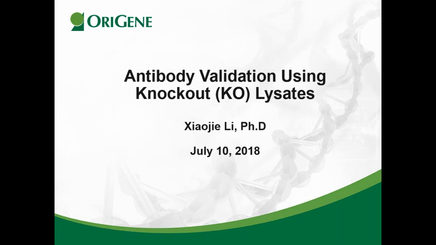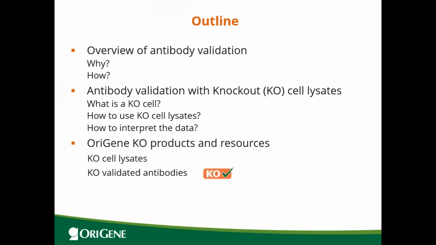Today we're going to talk about the new approach that we use for antibody validation, which is using a knockout cell lysate to verify the specificity of our antibodies. First is the outline of today's talk. We are going to start the presentation with an overview of antibody validations. So in this part, we're going to talk about why we need antibody validation and how to validate the antibodies.